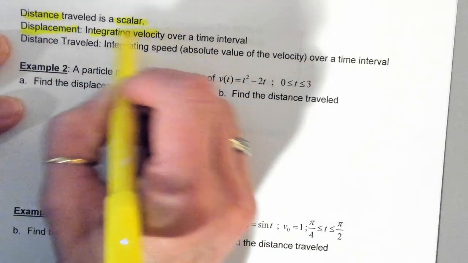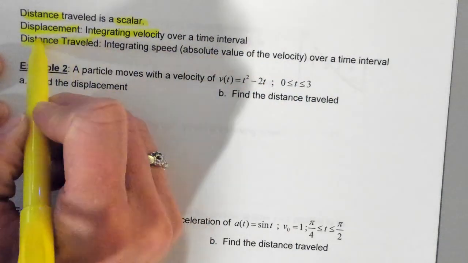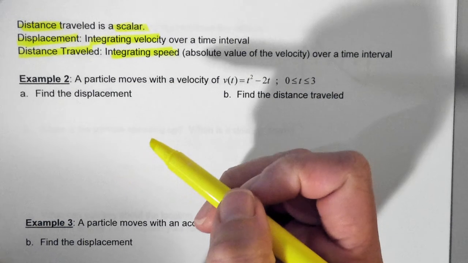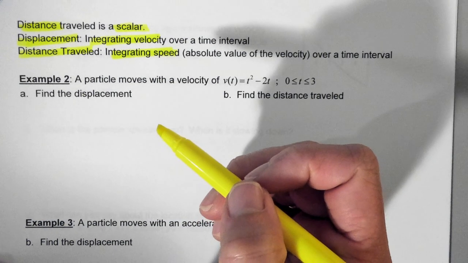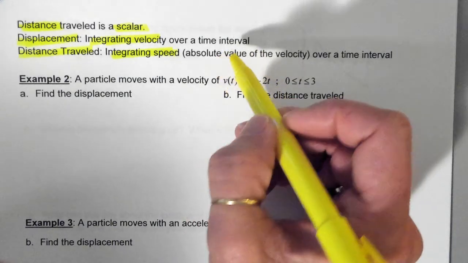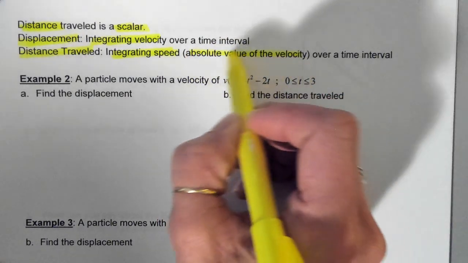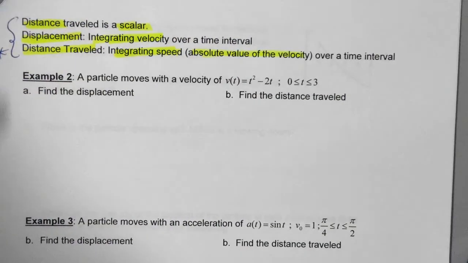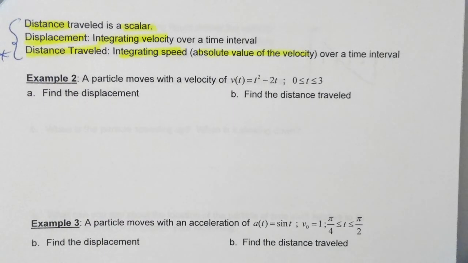Displacement, you're integrating velocity. Distance traveled, you're integrating speed. Wait a minute. I thought we were integrating velocity. What does it say, speed? Speed is the absolute value of velocity over the given time interval. This is important because all this has to do with your velocity function. So you need to know these.